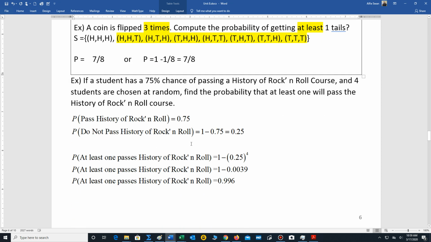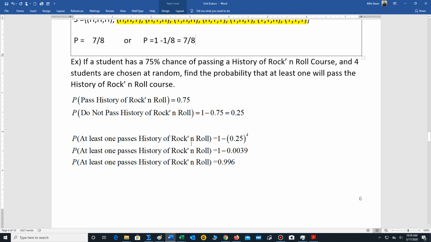So let's take a look at another example. It says if a student has a 75% chance of passing a history of rock and roll course and 4 students are chosen at random, find the probability that at least one will pass the history of rock and roll course. So remember, you have 4 students. You want to know the chance that at least one of those 4 will pass. Well, the pass rate is 0.75. That means the probability of not passing is 1 minus 0.75, which is 0.25, right? These two should add up to 100%.